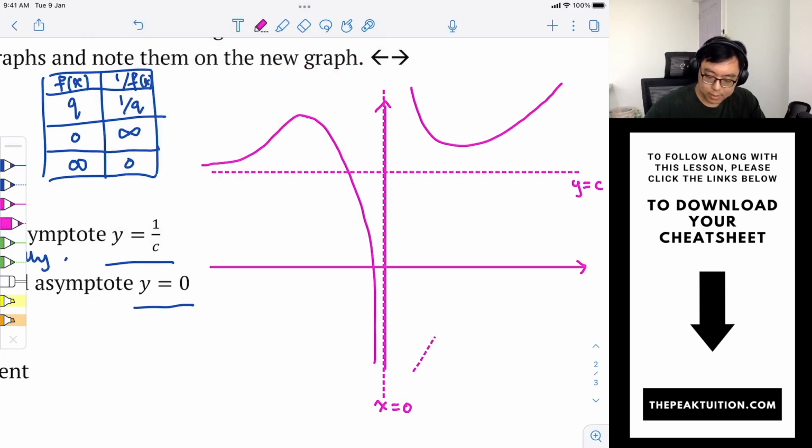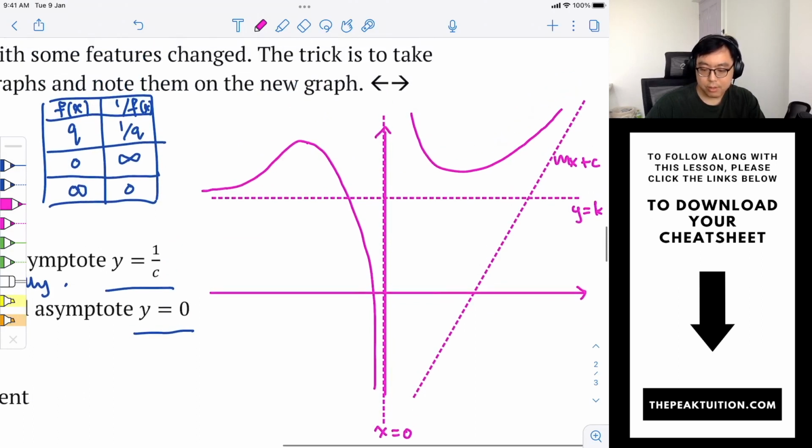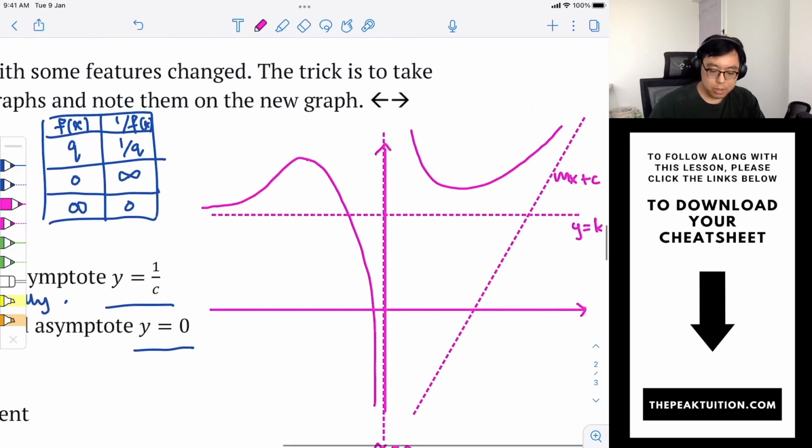Let's say there's an oblique asymptote. Oblique is basically just a straight line asymptote, nothing rocket science about it, where this is mx plus c. To avoid confusion with the constant, we use k instead of c here for the horizontal asymptote. Here we notice that there is a maximum point here and a minimum point here. The asymptote would change into 1 over k, sorry.